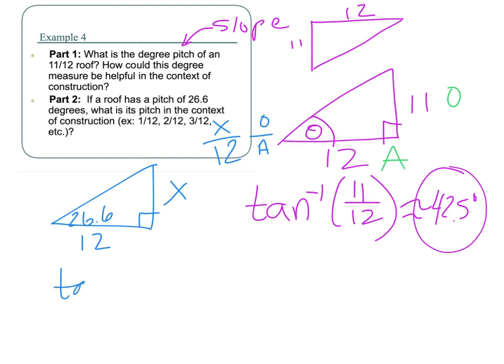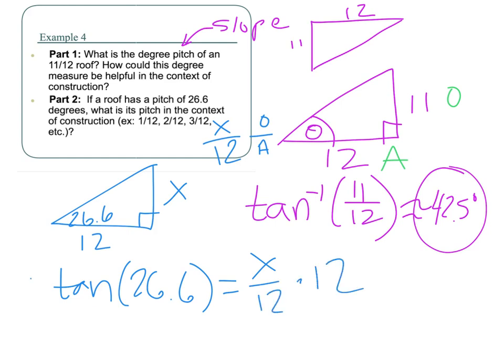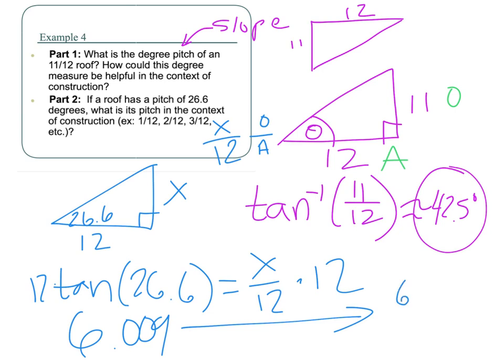So tangent of 26.6 is equal to x over 12. I'm just going to go ahead and multiply by 12 on both sides and type that in my calculator. So when I do that, 26.6 degrees, I get 6.009 and so on. So that would mean it is a 6/12 pitch.